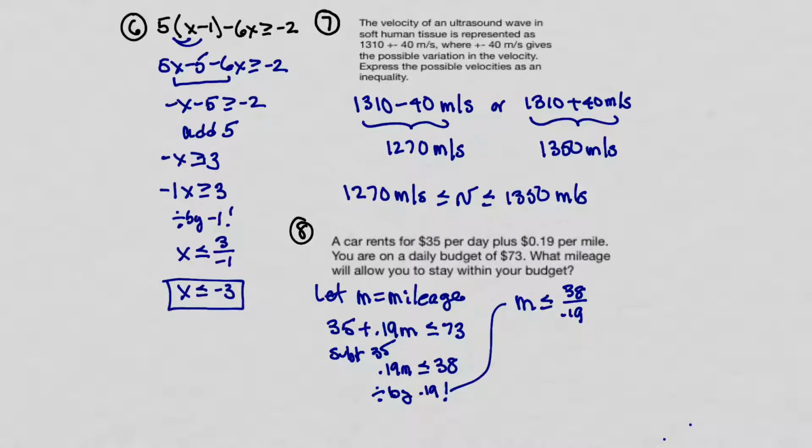Now, 19 goes into 38 twice, but we have some decimals. So we're going to get m is less than or equal to 200. So we are asked what mileage will allow us to stay in our budget. So the answer does not involve an m. It's going to be just 200 miles per day.